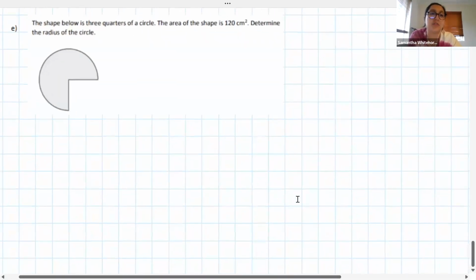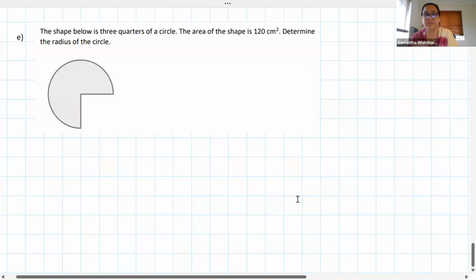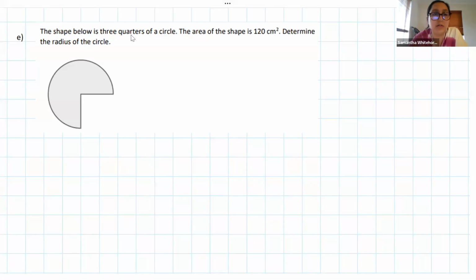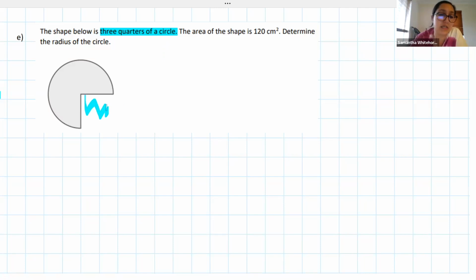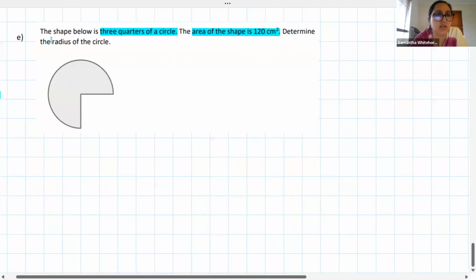Right. I'm going to end off with this question here, question E. It says the shape below is 3/4 of a circle. So you only have 3/4 of a circle. We can clearly see we're missing 1/4. The area of the 3/4 circle is 120 centimeters squared. So basically this shaded area is the 120 centimeters squared. I have asked you to determine the radius of the circle.